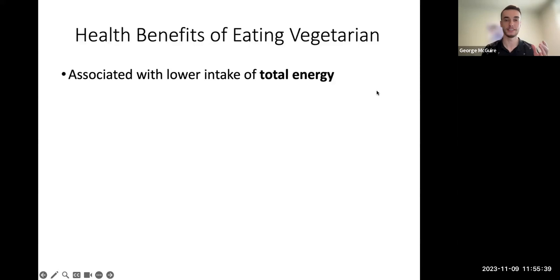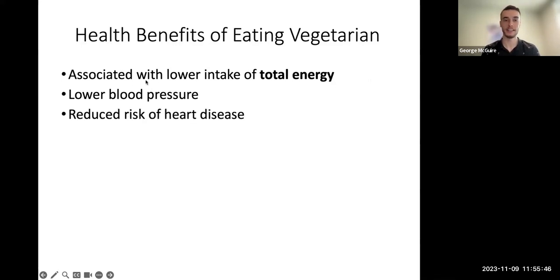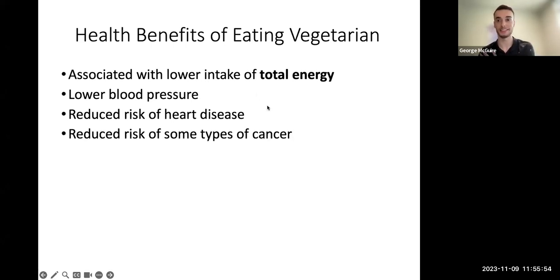So it is associated with a lower intake of total energy. So it's much harder to overeat and overconsume on a vegetarian or vegan diet. It's associated with lower blood pressure and reduced risk of heart disease because of the types of lipoproteins that come from unsaturated fats. Right? So vegan and vegetarian plant-sourced foods are more likely to carry those long-chain polyunsaturated fats, and thus are more likely to produce high-density lipoproteins. And so those help clear out our arterial walls and keep our circulatory system healthy.